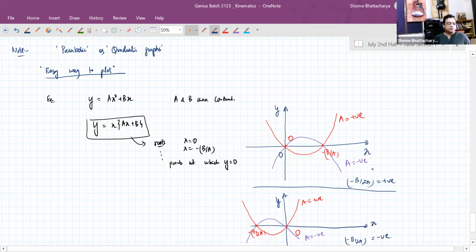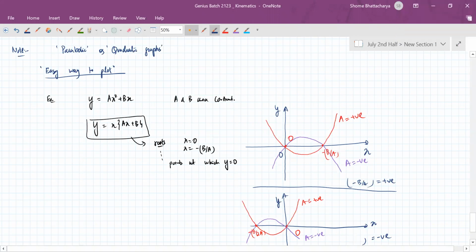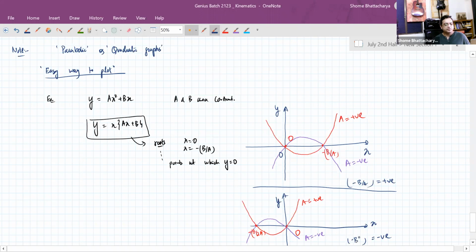So I've assumed minus b by a is positive. That's why it should not be 2a, it should just be a. A and b are just any constants. So they can be such that the value of minus b by a is positive. On the other hand, they can also be such that minus b by a is negative. Really depends on their values. So there are two cases possible. And within the two cases, there are two other cases possible. That it could be such that minus b by a is positive while a is positive or while a is negative. So accordingly, the parabola will be opening upwards or it will be opening downwards.